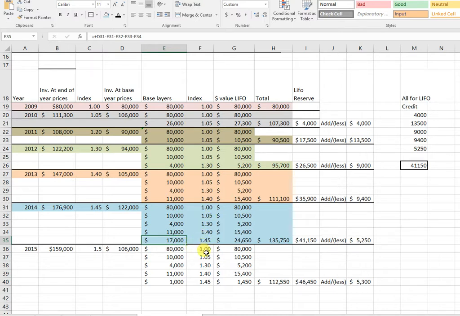So all of these come down. I have no 150 layer, and so I bring them back out to the present, multiply them out times that. I get 112,500. I have 46,450 is the difference, so I need to add an additional 5,300.